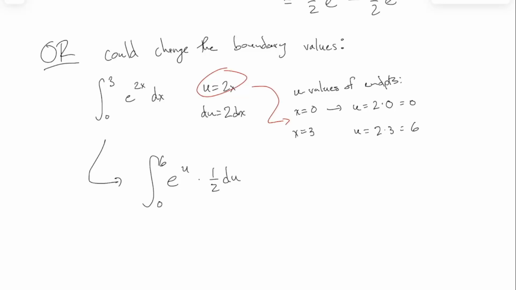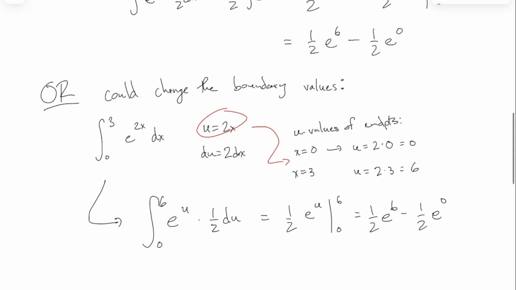So if you do it this way, you are changing the values up front, and then you're never going to replace the x's at the end. You're just going to plug those values in for u. This is just a different way of doing it. So now when I do the integral, again, I will get 1/2 e to the u. This time plugging in 0 and 6, and I get 1/2 e to the 6 minus 1/2 e to the 0, which is the same answer as before, as it should be. These are just two different ways of writing out the same procedure. All right.